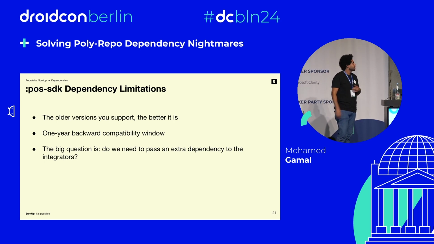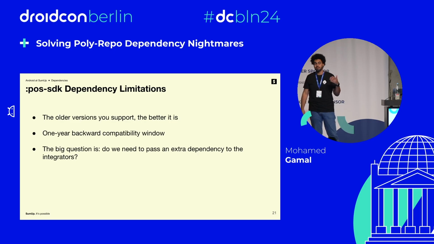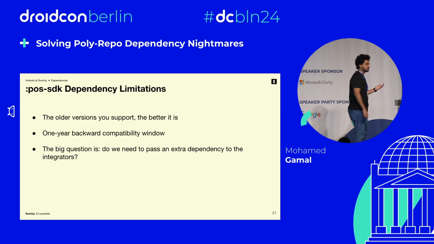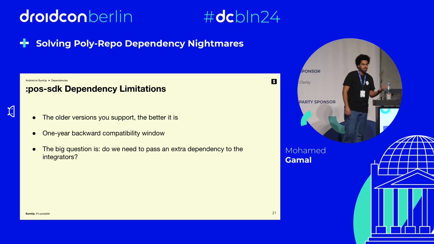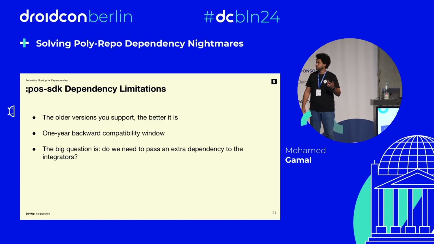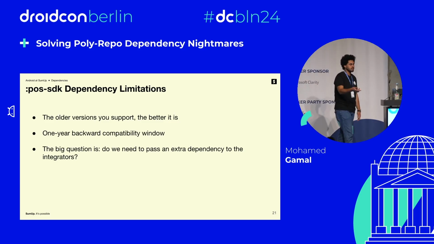At least at SumUp, we have a 1 year backward compatibility window, so you cannot use, for example, the newest Kotlin version. It needs to be 1 year old. So it's tested, reliable, and integrators can use it safely. We always ask ourselves, do we really need to pass this dependency to the integrator? It's a big question that we ask each other in the pull request.